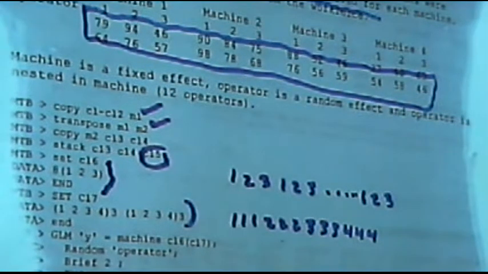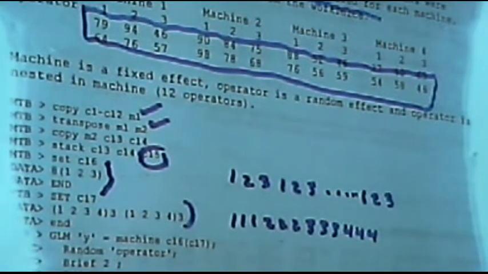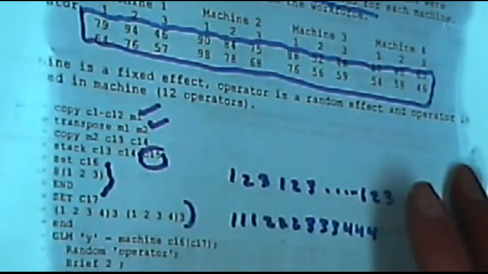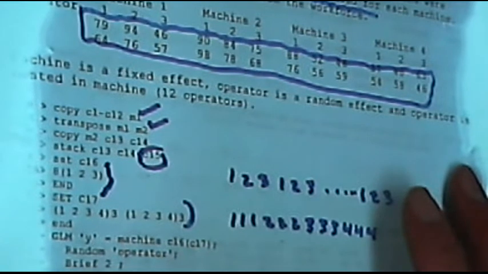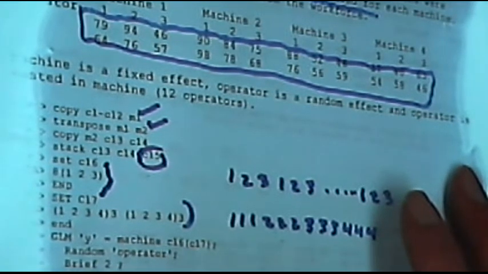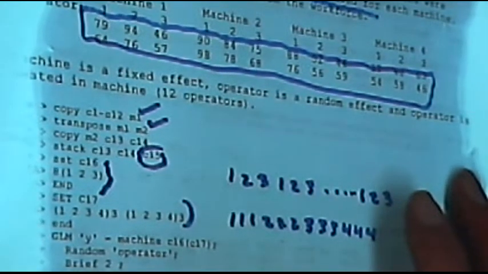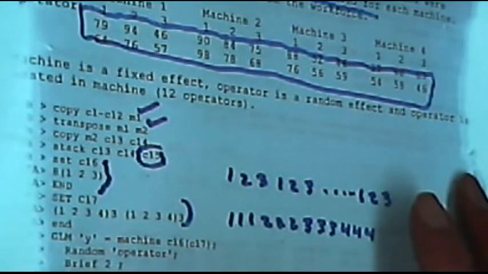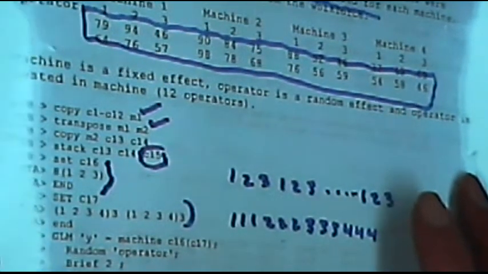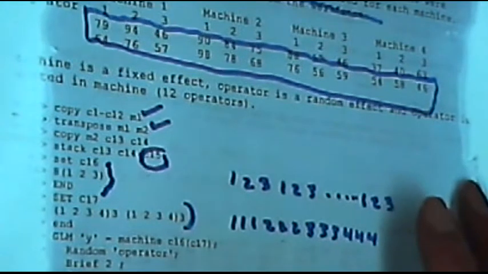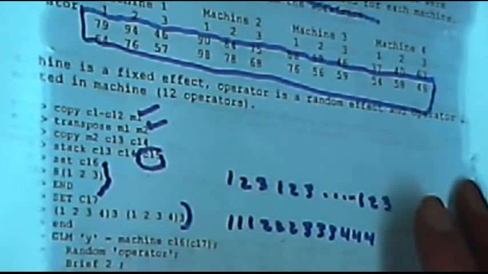Now what I should have done after this clumsiness that I've shown you on this handout is I should have printed out the columns in Minitab so you could see what I've created. Okay, so anyway, there I'm setting up the data.